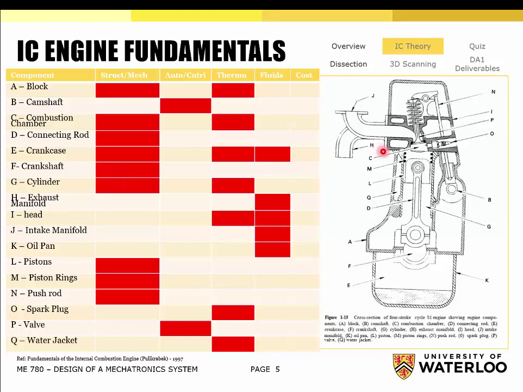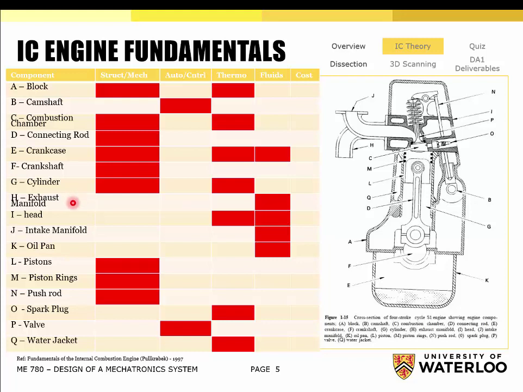G is the cylinder, which is this part here. Okay, it's actually pointing to the back side of the cylinder. The white part is the back side of the cylinder because it's a cutaway of a cylinder. Okay, and once again, exposed to very high temperatures and very high pressures. So thermal and structural requirements are paramount there.